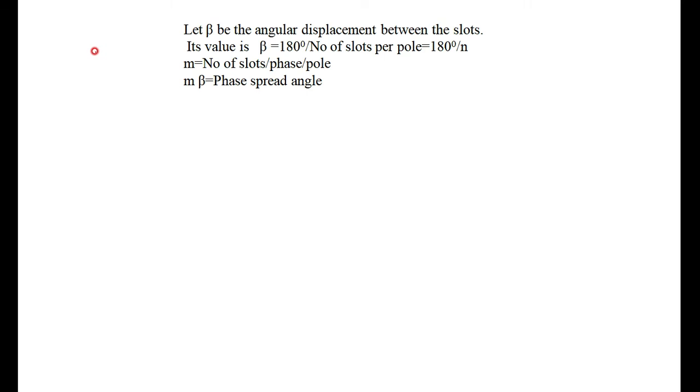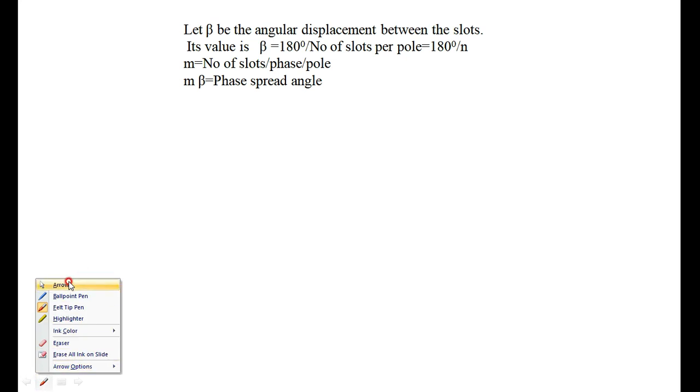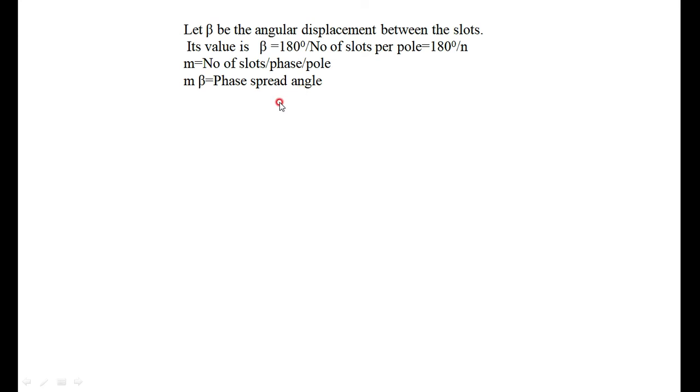Here the same thing I have written, that is m beta. M beta is the phase spread angle, that is the angle of slots which is assigned for each phase under each pole. Then how many slots are there? That is m slots for each phase under each pole. Therefore, you are getting m vectors. Their phase displacement between each other is beta.